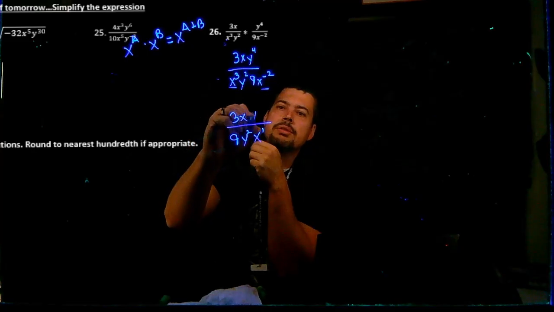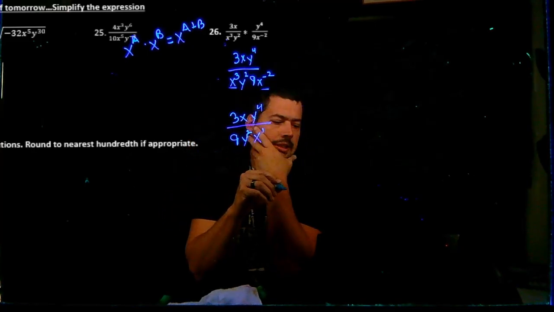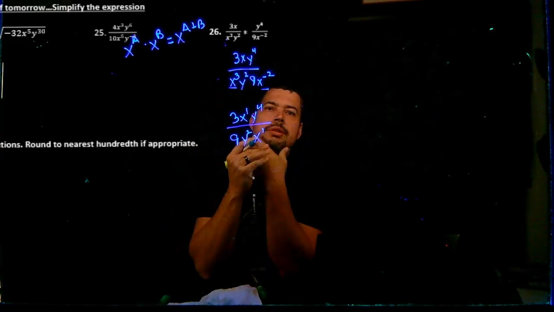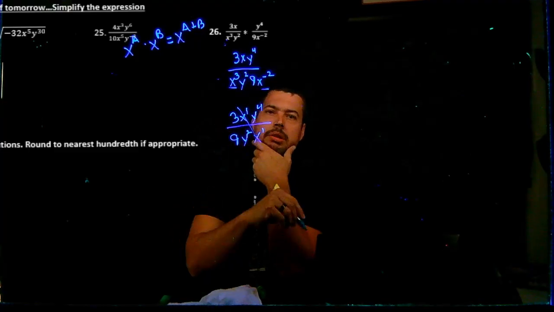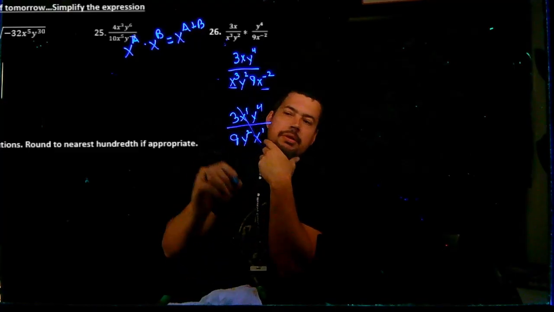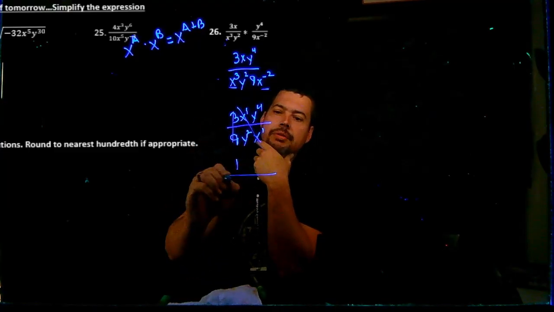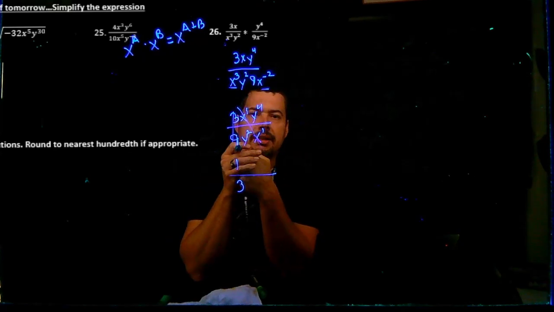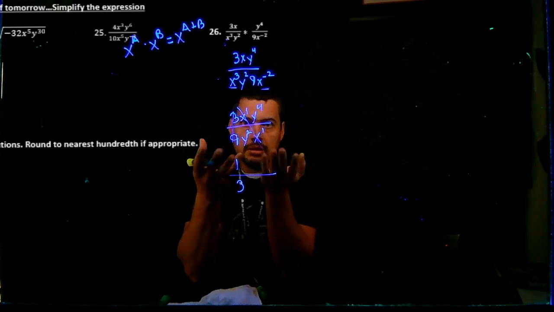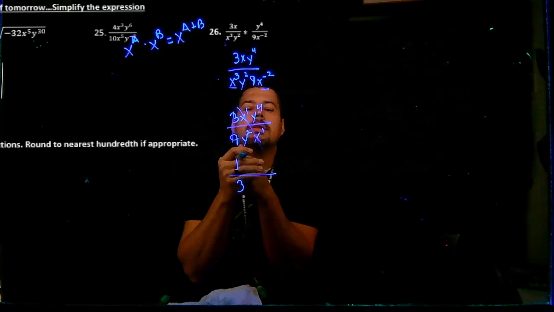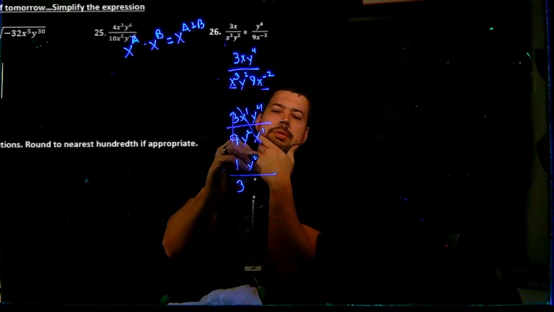I have 3x y to the 4th. Now, this x also has an understood exponent of 1, so gone. 3 over 9 is 1 over 3. That 1's probably not going to be needed anymore because 1's in math are understood. And what I've got left is y to the 4th over y to the 2nd.